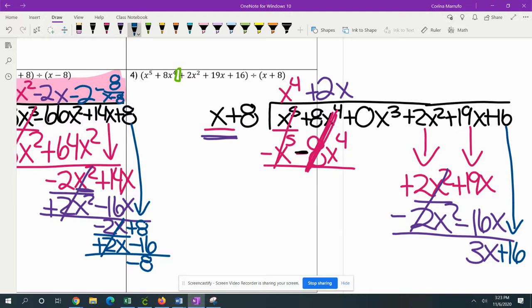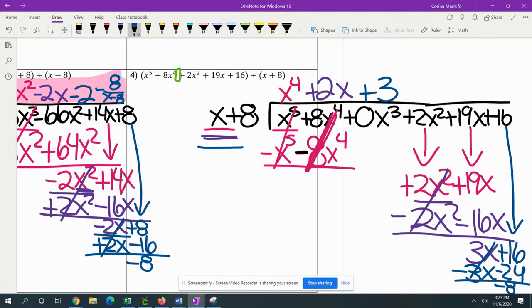And then we start all over again. So here we have an x and we need a 3x. So in order for us to get a 3x, we're going to have to multiply times 3. So plus 3. 3 times x is 3x. 3 times 8 is 24, and it's a positive 24. And then we go ahead and subtract. So that positive 24 ends up turning into a negative 24. So these cancel out. 16 minus 24 gives us negative 8.